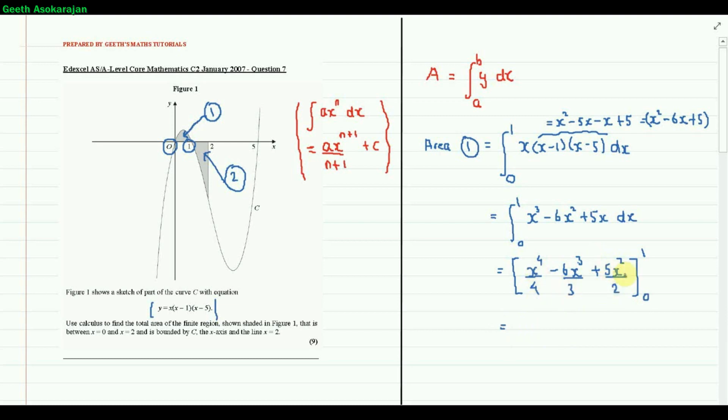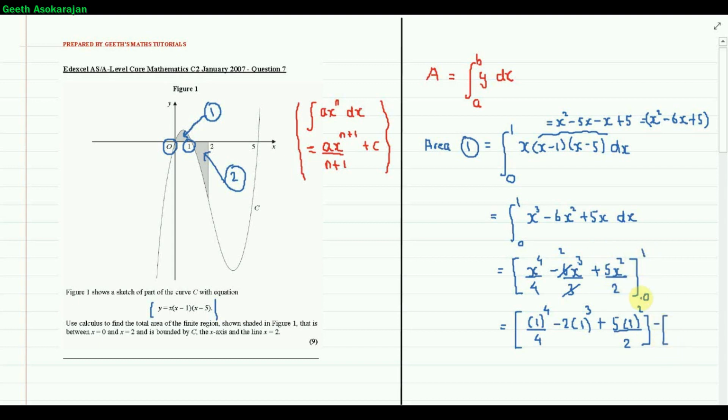Now, before replacing the limits, I can cancel the 3 with the 6, it goes twice. And if I replace the upper limit, so the upper limit you need to replace first, upper limit is 1, so replacing the x's by 1's, we're going to have 1 to the 4 divided by 4 minus 2 into x replaced by 1, so 1 cubed, plus 5 into x replaced by 1, so 1 squared divided by 2. That is what you will have when you replace the upper limit, which is 1.